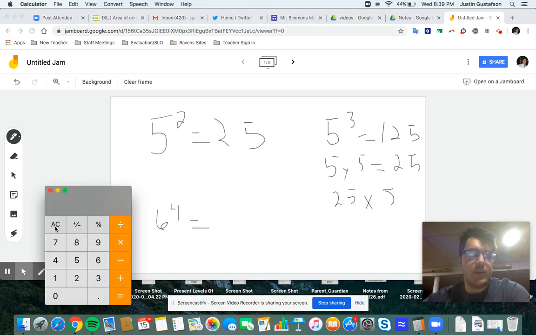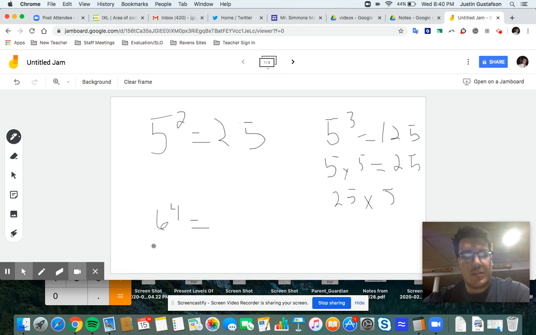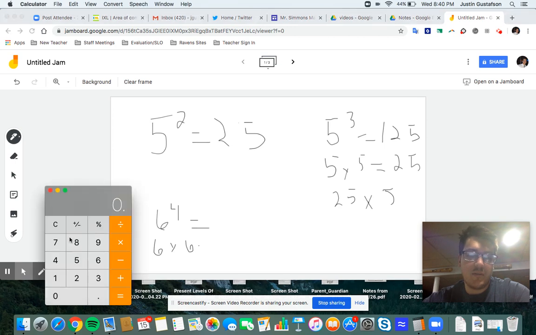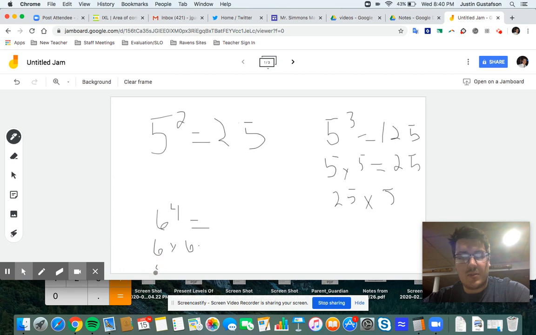Same thing for my 6. So let's get my calculator back here. 6 times 6 times 6 times 6. I think I did that right. Let's make sure. Let's double check. It's always good to double check. 6 to the second is 6 times 6, which is what? 36, right? So 36 times 6.